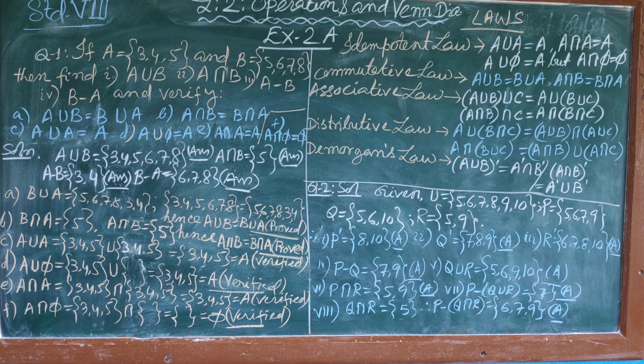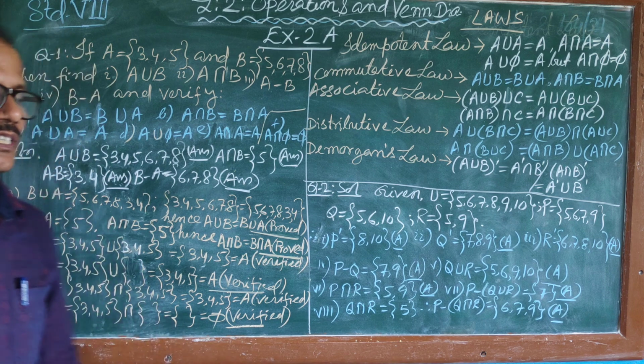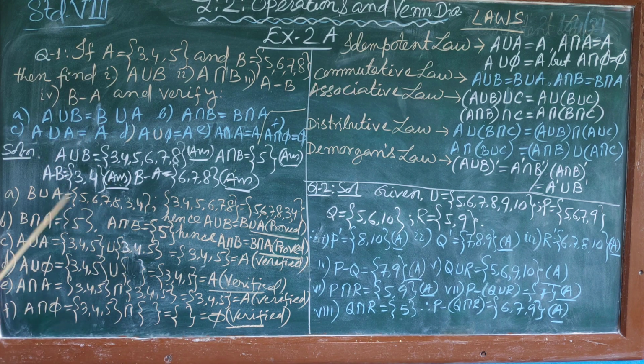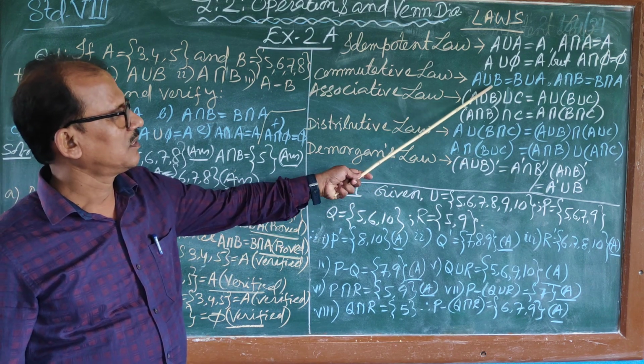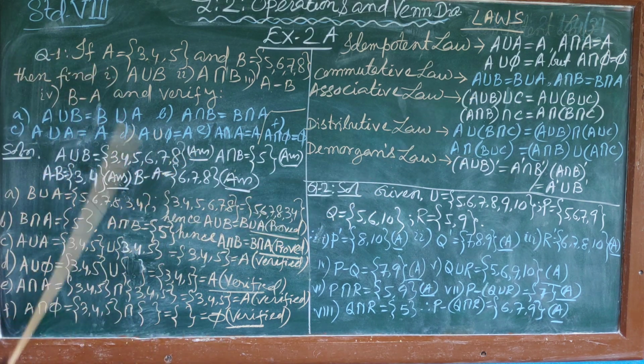What do you need to verify? This question is asking you to verify something based on the values you have taken out. See, the first verification is A union B is equal to B union A. That is which law? That is the commutative law, isn't it? But you can't just quote the law. You have to do the operation and come to the conclusion that A union B is equal to B union A. That is what we will do.